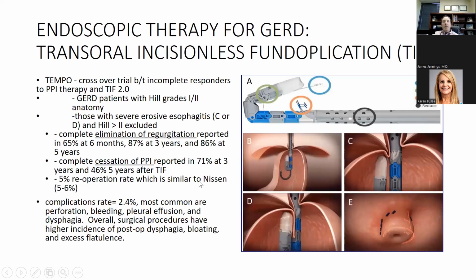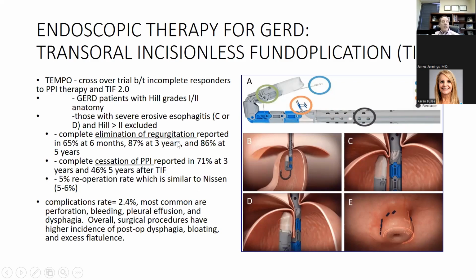The first one is called transoral incisionless fundoplication. And the purpose of this device is to use a vacuum that pulls part of the esophageal mucosa and the gastric cardia mucosa down, and it will staple it together. And it creates an omega barrier that mimics the angle of His from the right crus of the diaphragm. Low risk of complications, about 2 to 3%, which is less than Nissen fundoplication.